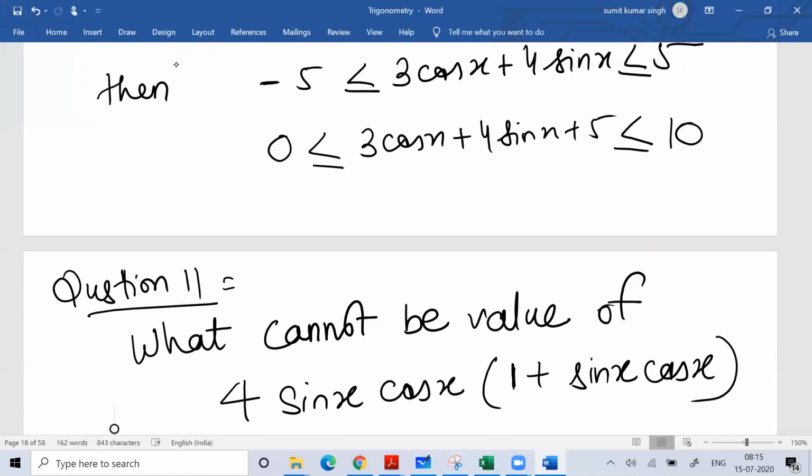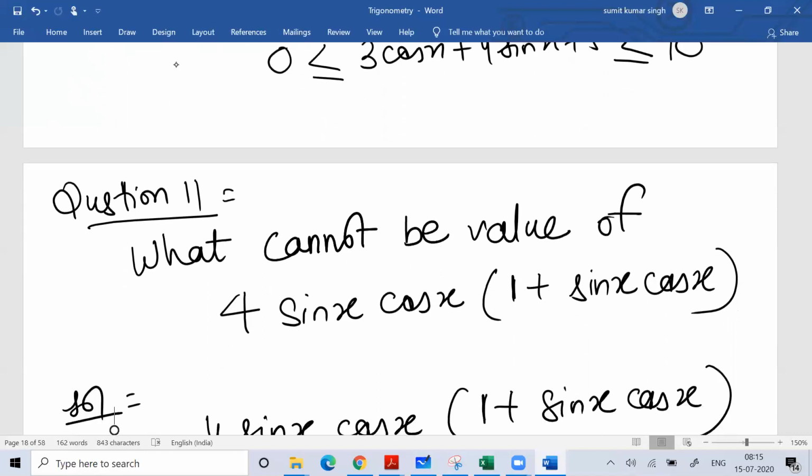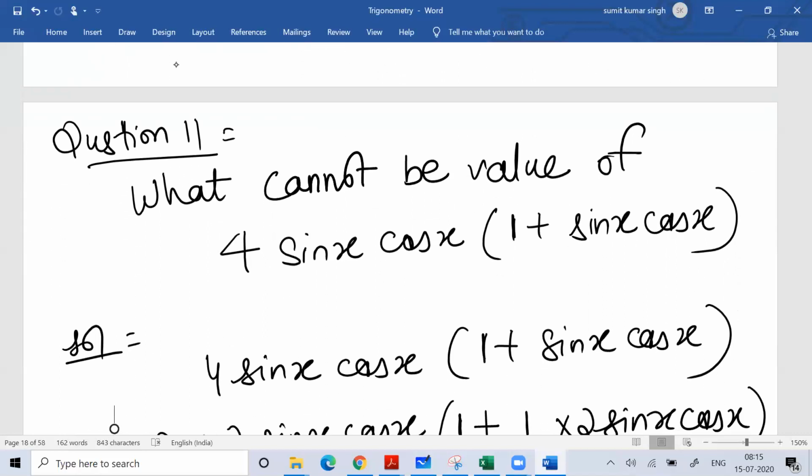Fine. And then if I ask you what cannot be the value of this, it is a CAT 2014 question. What cannot be the value of 4 sin x cos x times (1 plus sin x cos x)? It's not very difficult. By looking at this, something should come to your mind. I hope you remember 2 sin a cos a, which is nothing but sin 2a.